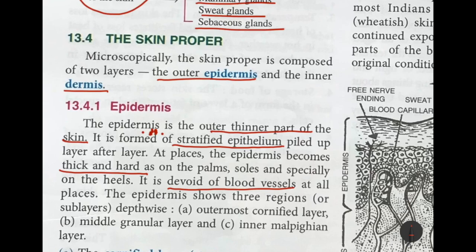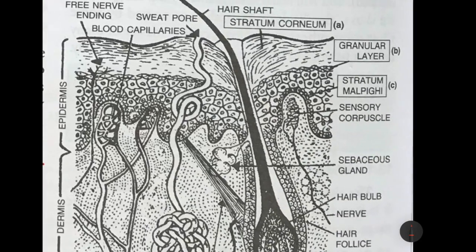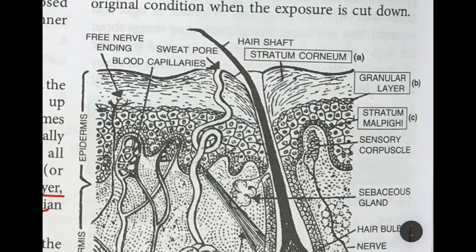Now, the epidermis shows three regions: the outermost conified layer, the middle granular layer, and the inner malphigian layer. So let's take a quick look here. There, the outermost stratum corneum, or the conified layer, the middle granular layer, and the innermost stratum malphigi, or the malphigian layer.